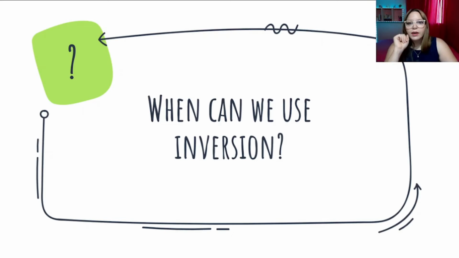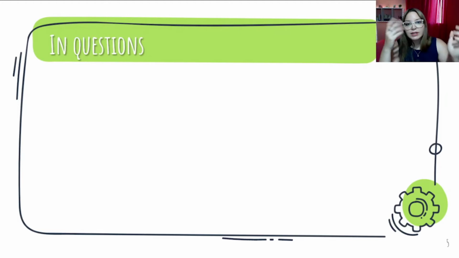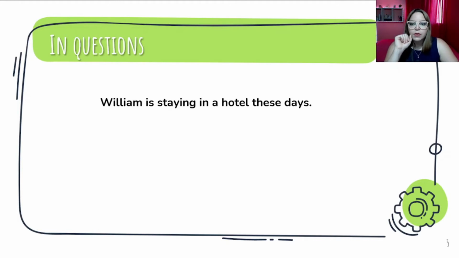Now, when can we use inversion? Well, as I've already said, inversion can be used in questions. How can we transform, let's say, a sentence into a question? Well, look at this example. William is staying in a hotel these days. Here, William is our subject. The verb is will be our auxiliary verb, and staying will be our main verb. Okay, the rest of the sentence is just the complement.